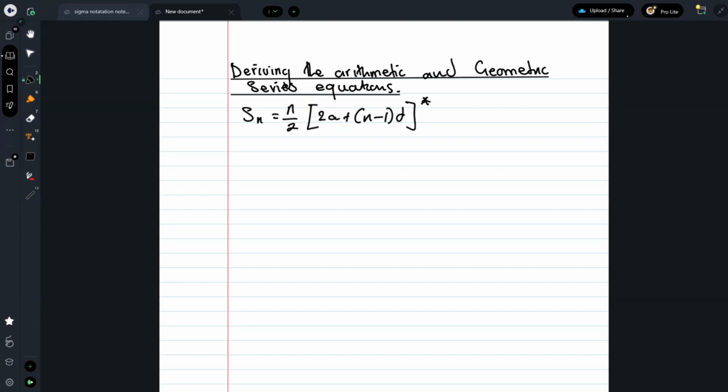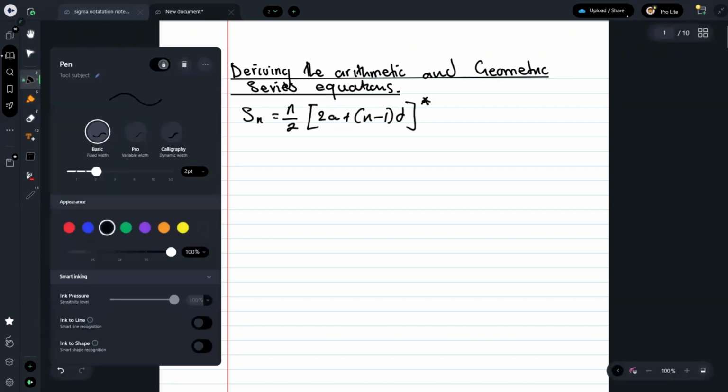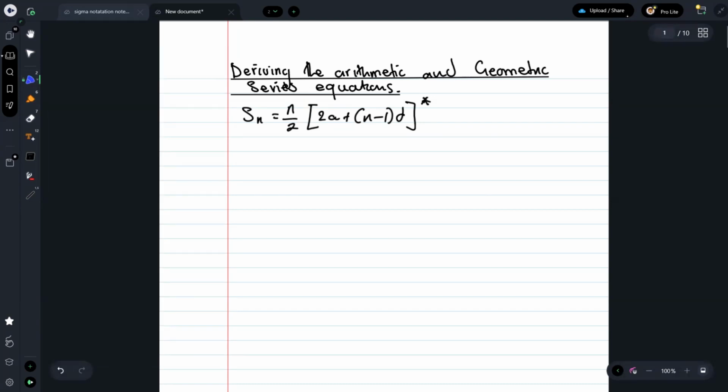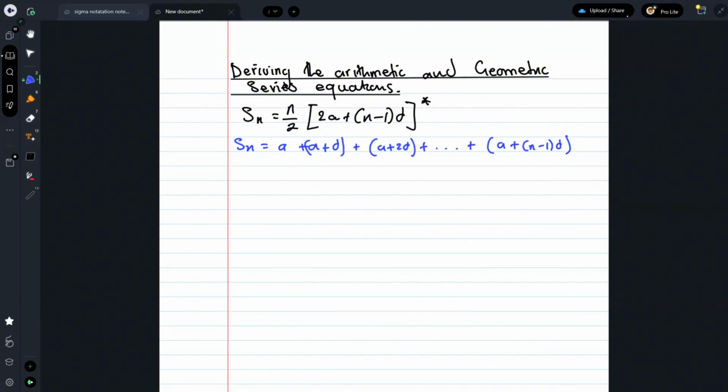Okay, so now what we're going to do is develop two equations. Let me just use the blue pen here. So we're going to say Sn is equal to a plus (a plus d) plus (a plus 2d) plus dot, dot, dot, going to the end, which would be a plus (n minus 1)d. Okay, so this would be our first equation right here.